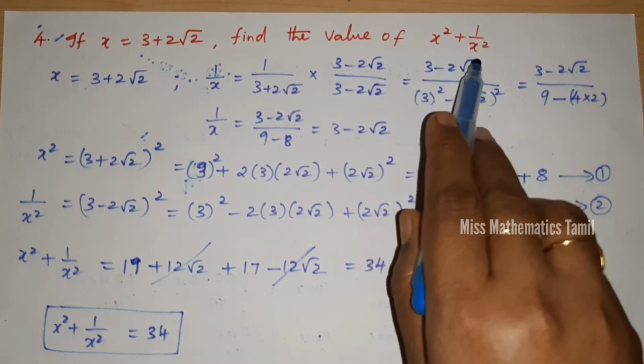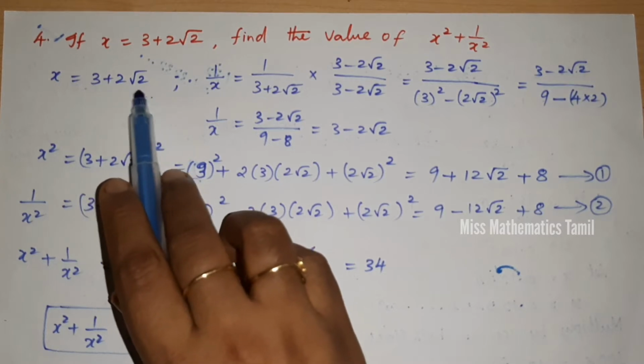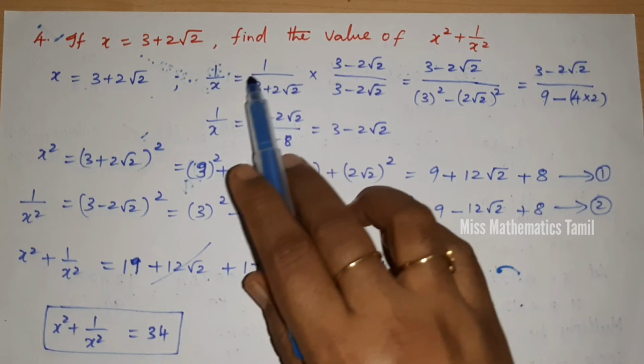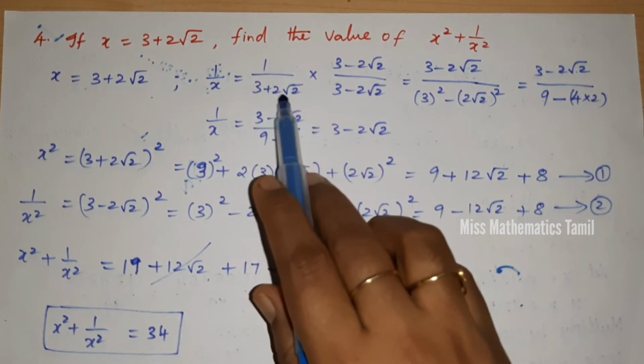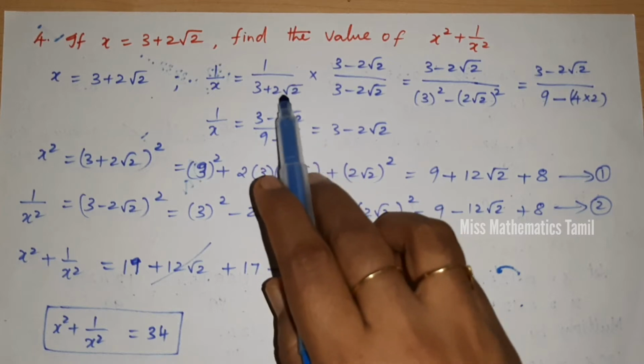Fourth question. If x is equal to 3 plus 2 root 2, find the value of x square plus 1 by x square. x is equal to 3 plus 2 root 2, it's given already. What is 1 by x? 1 by 3 plus 2 root 2. We have to rationalize this number, no?